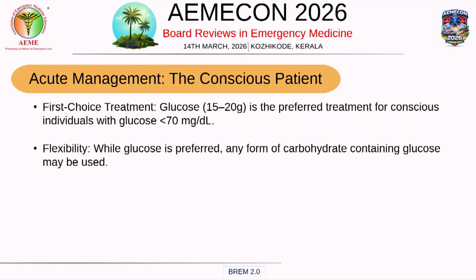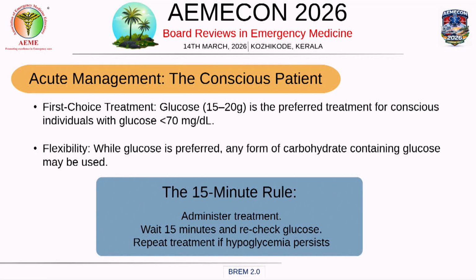The first choice here becomes oral glucose. You can give 15 to 20 gram. That is preferred for a conscious patient. Here, we have to remember the 15-minute rule. You have to administer glucose, wait for 15 minutes, and then recheck the glucose. And if the patient is still hypoglycemic, you can repeat the treatment.